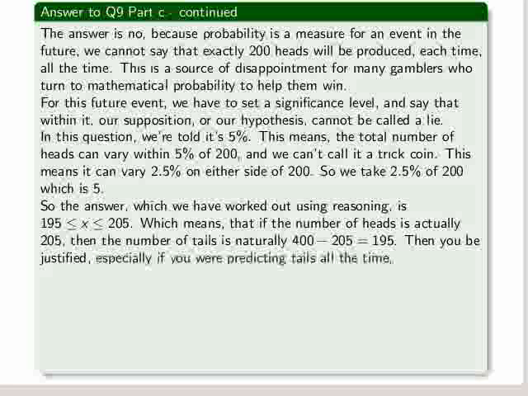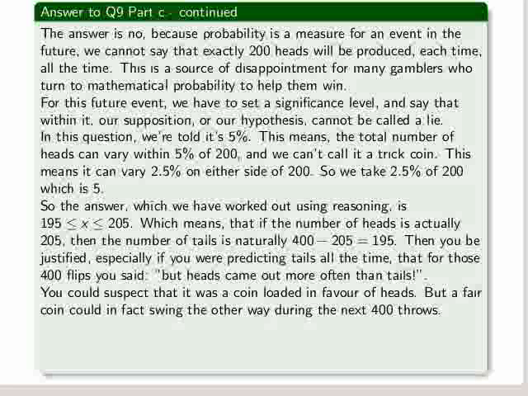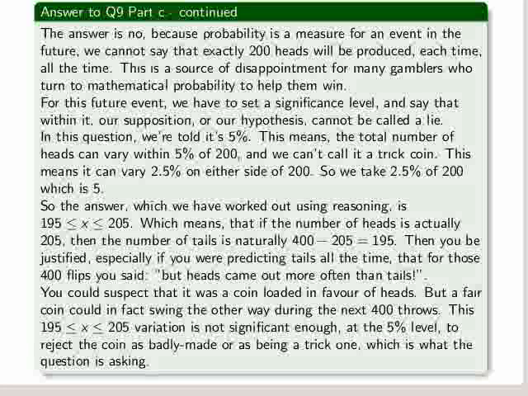Then you would be justified, especially if you are predicting tails all the time, in saying that for those 400 flips, heads came out more often than tails. You could suspect that it was a coin loaded in favour of heads, but a fair coin could in fact swing the other way during the next 400 throws. This 195 to 205 variation is not significant enough at the 5% level to reject the coin as badly made or as being a trick one, which is what the question is asking.